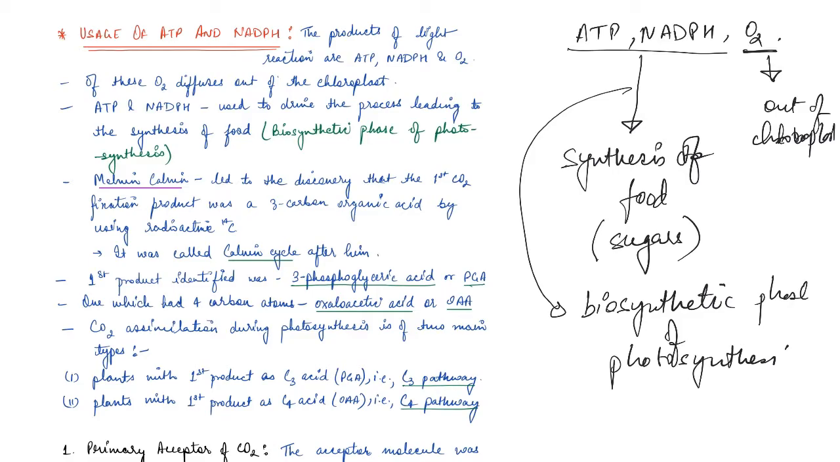Now, this process basically does not directly depend upon the presence of light, but is dependent on the products of the light reaction, which is ATP and NADPH, right? So, apart from CO2 and H2O, these energy molecules are required to convert CO2 and H2O into sugar, right? Now let us see how the ATP and NADPH are exactly used in the biosynthetic system. Now we earlier saw that carbon dioxide is combined with water molecule to form sugar, right?